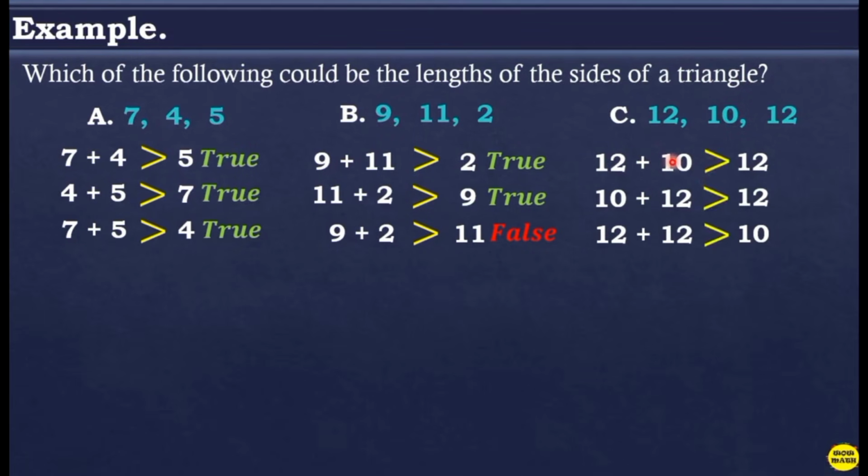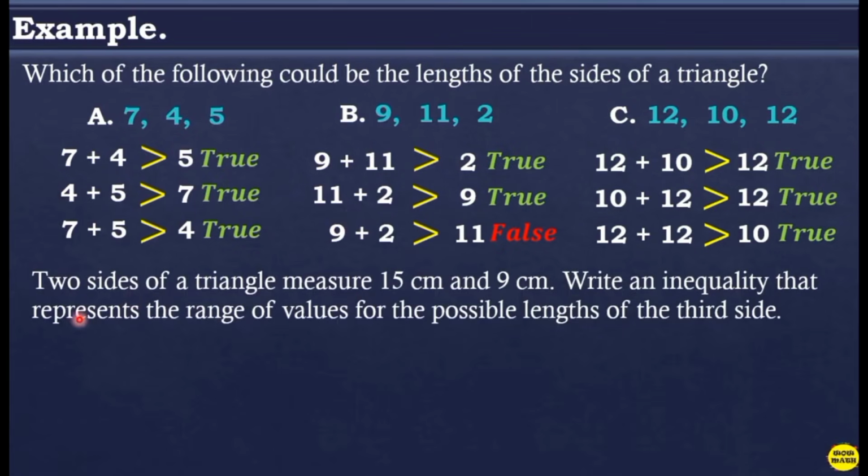So, 12 plus 10 is 22, greater than 12, this is true. 10 plus 12, this is 22, is greater than 12, this is also true. And 12 plus 12, this is 24, which is greater than 10. So, this is also true. So, therefore, these three lengths can form a triangle. So, ibig sabihin, itong tatlong length na to ay makaka-form ng triangle. So, only A and C can form a triangle.